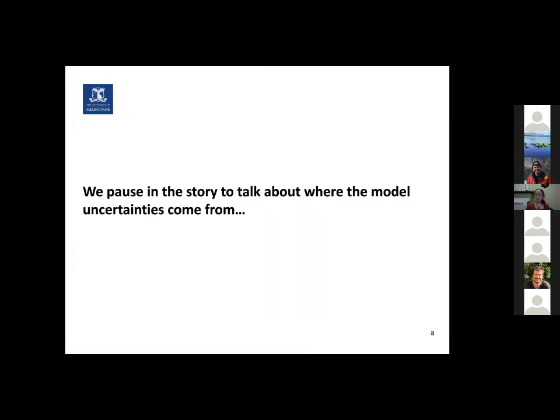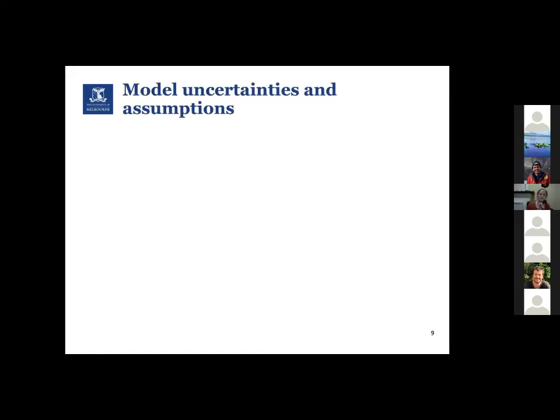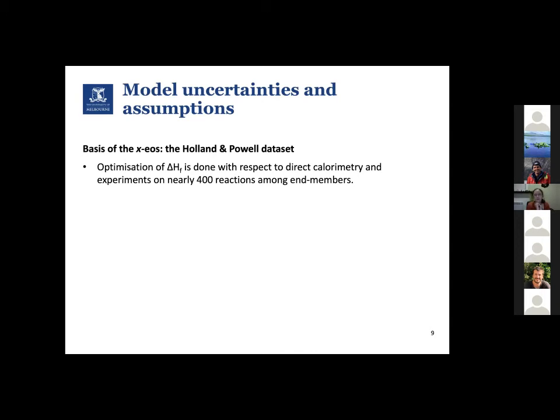Okay, just pausing the story for one slide to have a quick overview of where the model uncertainties actually come from, because that's very much worth being aware of. So the basis of the x-eos, certainly I'm taking a rather narrow view here and talking about the ones that my group develops, is the Holland and Powell data set. So all the x-eos are built on the data set. And within the data set, things are fairly well defined.